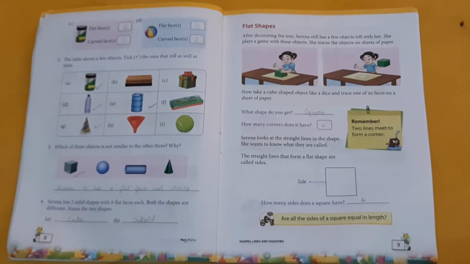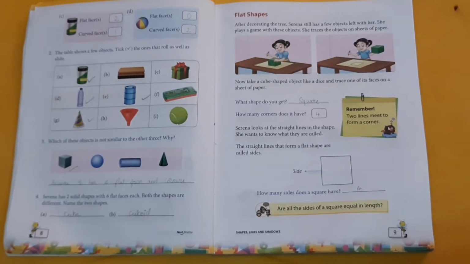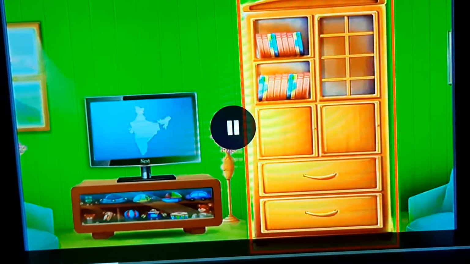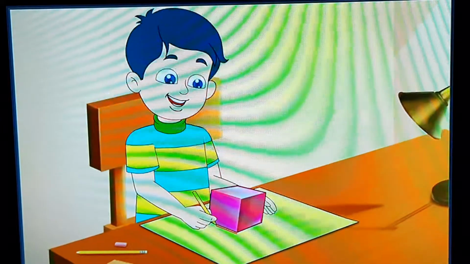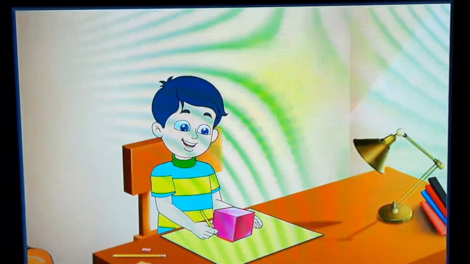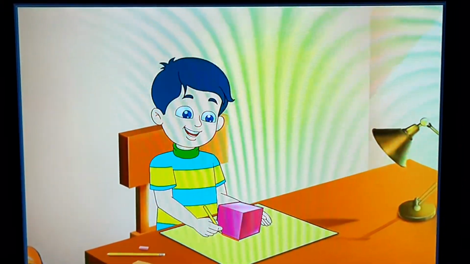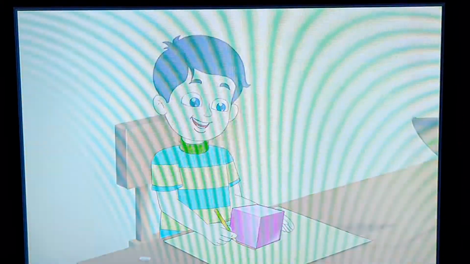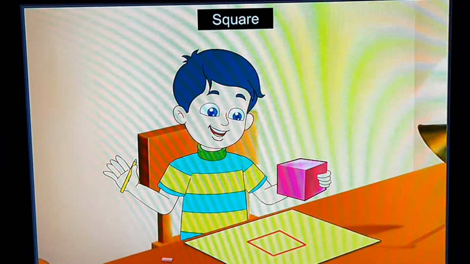Flat shapes. Before going to our exercise, let us go through the video. We can observe a few figures formed with slides. These parts of the showcase are in the shape of a square and a rectangle. A square shape can also be obtained by tracing. Let us take a box in the shape of a cube and trace one of its faces on a sheet of paper. We find that the shape drawn is a square.